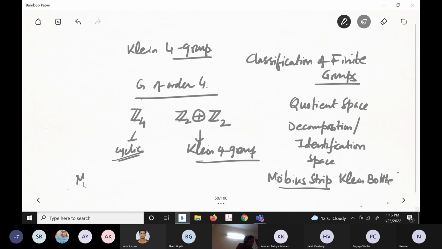You will study Mobius transformation in complex analysis. Same Mobius, but it doesn't have any relation with that. Mobius was a great mathematician in that sense. So I am just asking you to read these things, the quotient space and that.